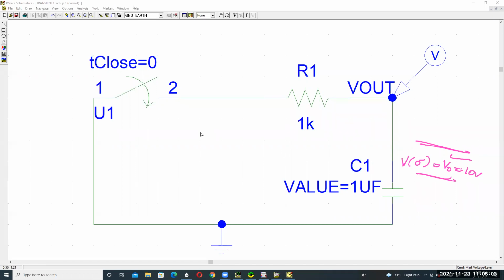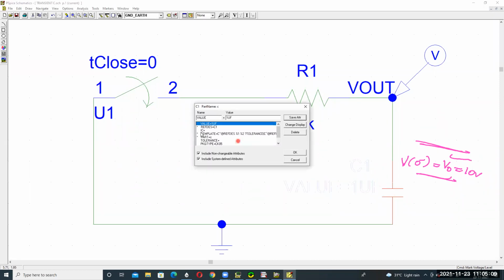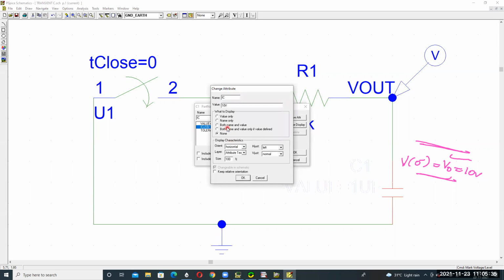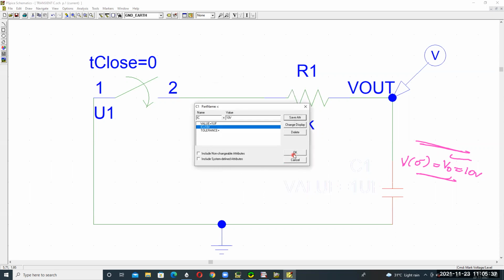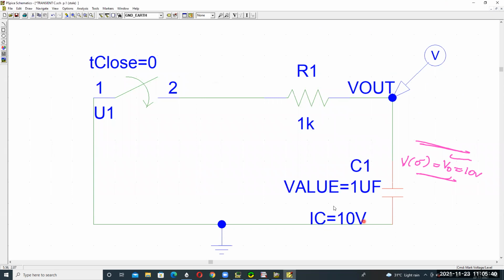To do this, double-click the resistor. Untick include non-changeable attributes, and include system defined values, and it displays like this: initial condition. Here take 10 volts. So the initial condition is 10 volts, then change display, choose name and value, and press okay. So this is called the initial condition.